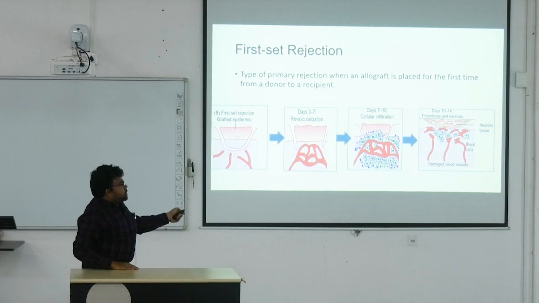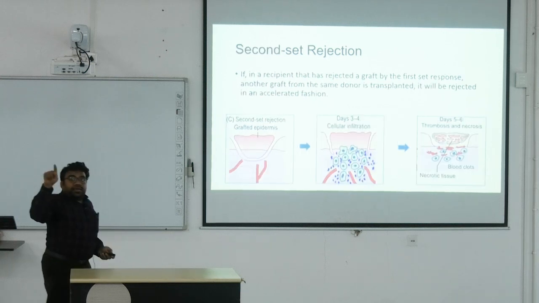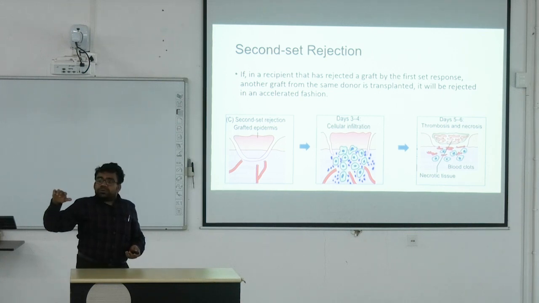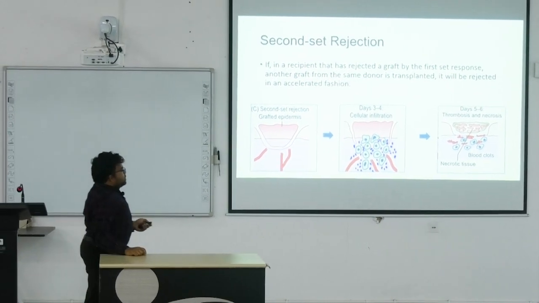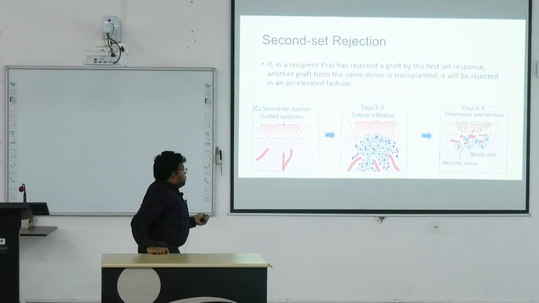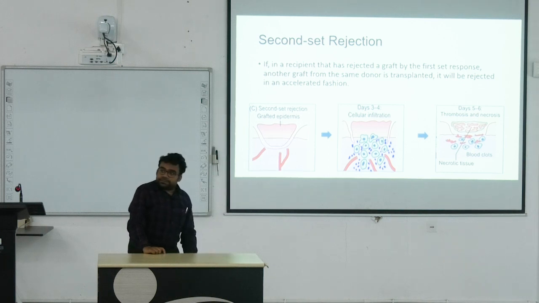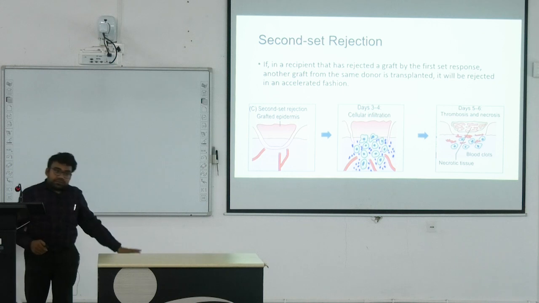But because it's an allograft, because of the immune response, within 2 weeks you will see thrombosis and necrosis. Again, if another graft from the same donor is put on the same recipient, that means the recipient's immunological memory has already been triggered. After that, if the graft is presented, you can see within 3 to 4 days, even before revascularization, there is cellular infiltration. And the rejection will be within 1 week. This is just an example with skin.